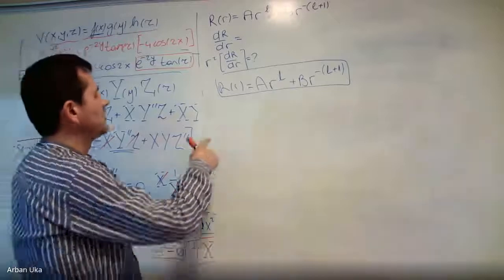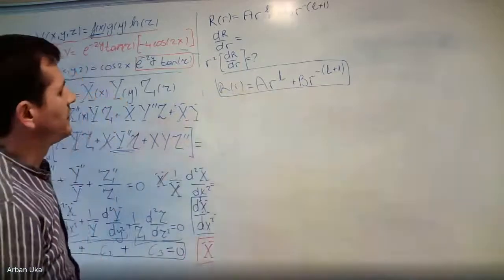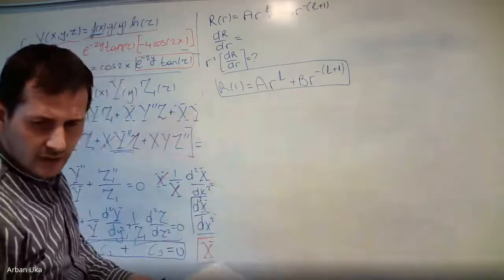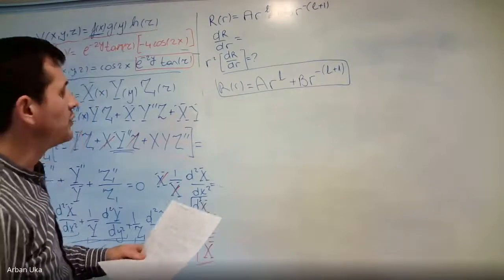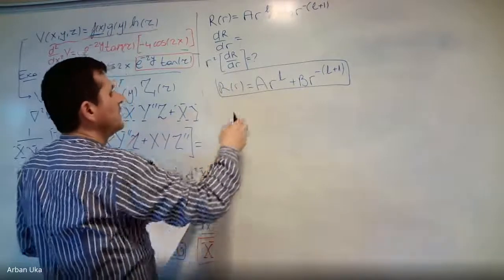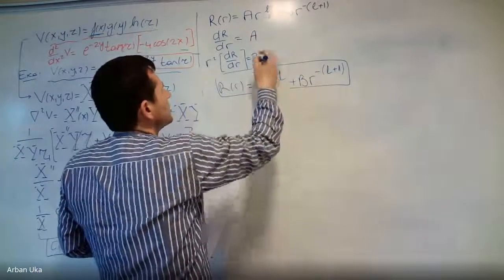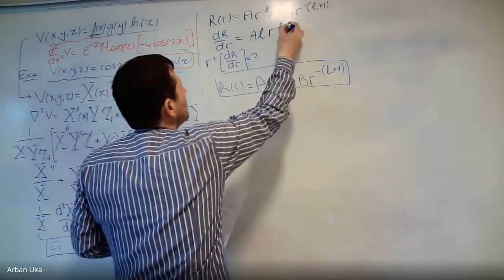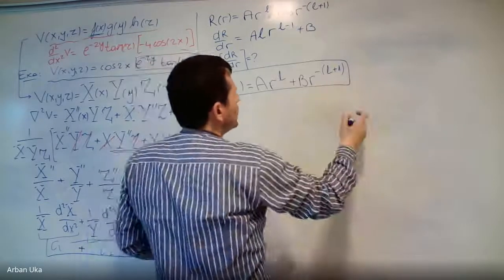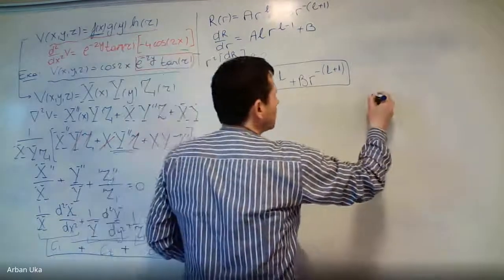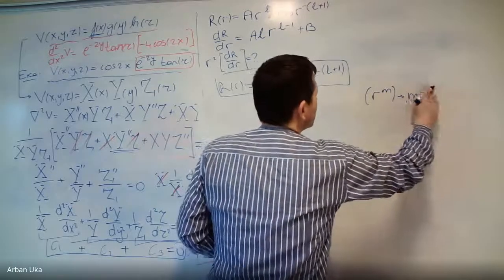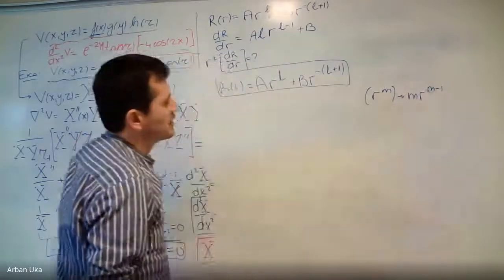Let's assume that we have a function R, big capital R, a function of small r, and it looks like this. What we can do here is determine the derivative of this function R with respect to small r. This is going to be a times L to the power r minus 1 plus b times, we know what the derivative does, right? For r to the power n, the derivative is always n times r to the power n minus 1, right? So this is the derivative.